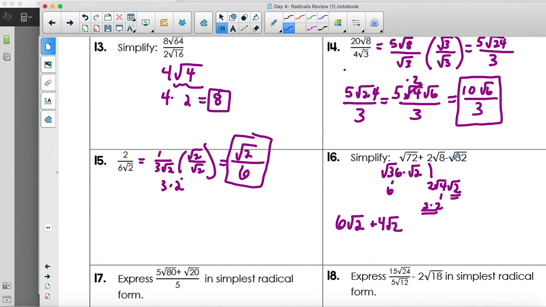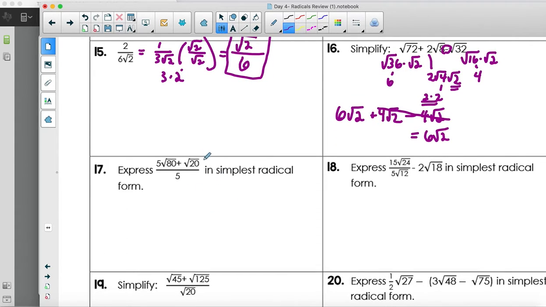And then 32, don't lose the fact that this is a minus sign. And then 32 is radical 16 times radical 2, and the square root of 16 is 4. So this just became 4 radical 2. I can see that 4 radical 2 minus 4 radical 2 cancels, and therefore my final answer is 6 radical 2. All right. Here are some of the questions I got period 1.